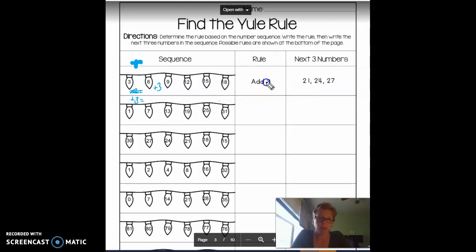So I write that rule in here. And then I'm going to predict the next three numbers. 18 plus 3 is 21. 21 plus 3 equals what? 24. 24 plus 3 equals 27. And that's how we figure out the rule in the sequence, and then we fill in the next three numbers. So let's go on to the next one. Now, once again, I want us to go down and consider our options.